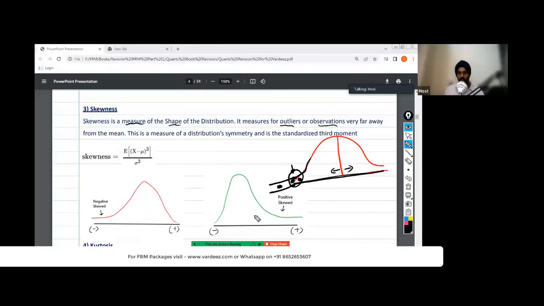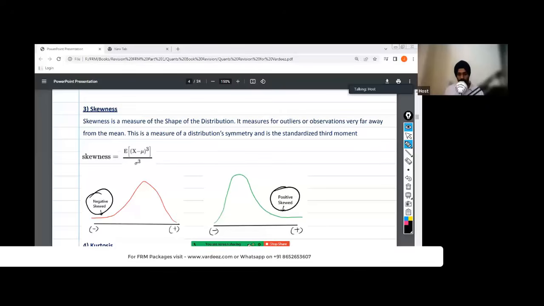And that is what skewness is all about. Looking at this diagrammatically, what we need to understand is there are three types of skewness. One is negative skewed. The other one is positive skewed. And the third one is essentially the normal distribution, where there is zero skewness, no skewness at all. So one can be positive, negative, and no skewness.